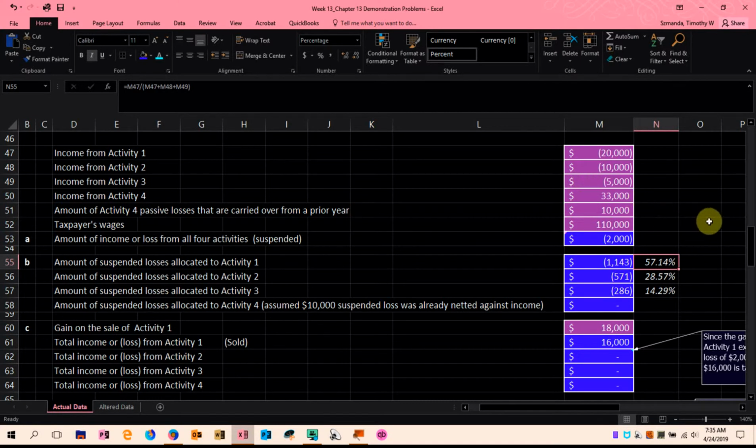And it came up with 57.14%. I just applied that 57.14% against a $2,000 loss. And I came up with 1143. And I just repeated that same calculation for the other two losses from activity 2 and 3.